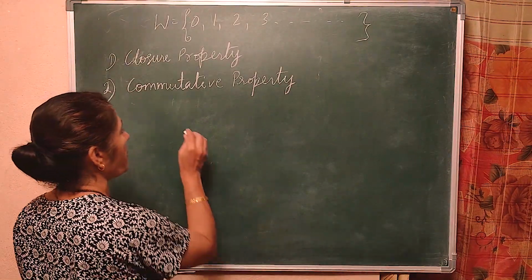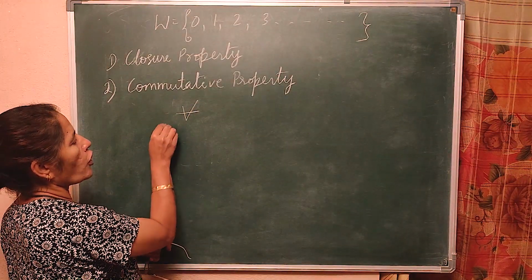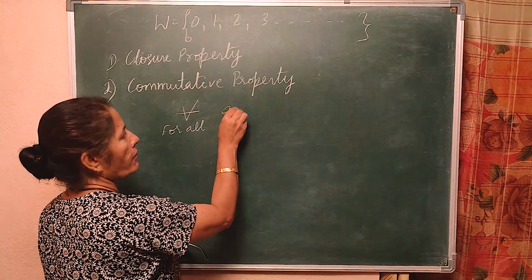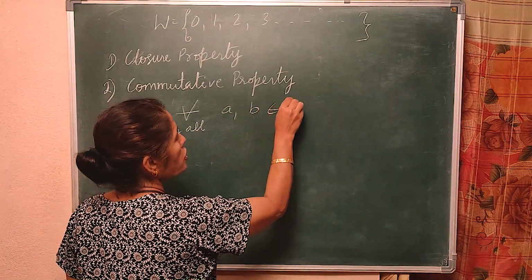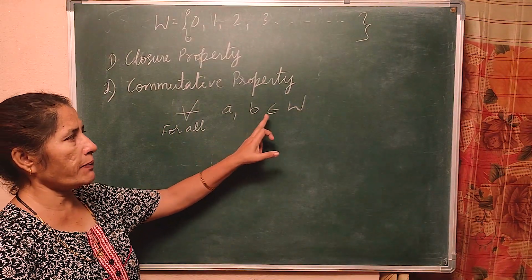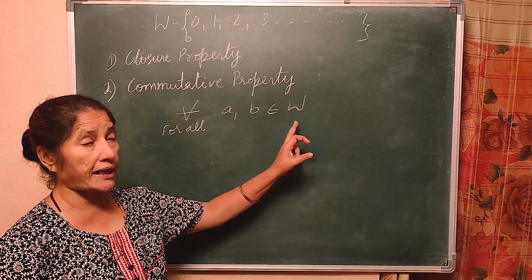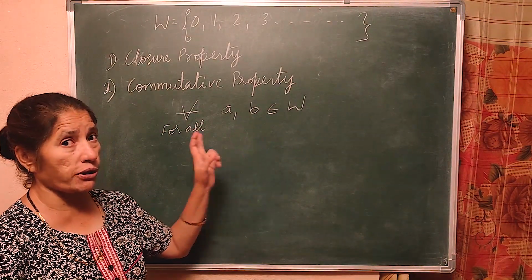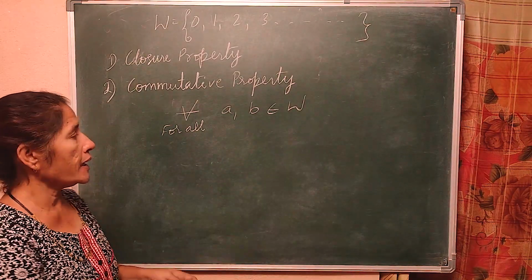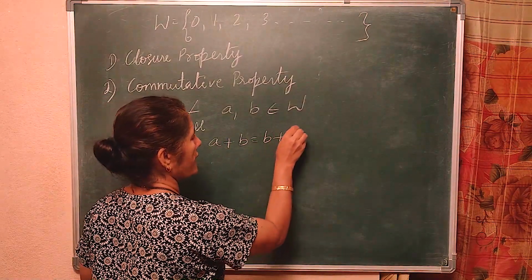What is commutative property? I write down: for all. What is this? For all. All means for all the numbers. For all A comma B belongs to W. How to read? For all A comma B belongs to W. As you grow, you should know how to use all these mathematical symbols. That is why I am teaching you like that. For all A comma B belongs to W, A plus B is equal to B plus A.